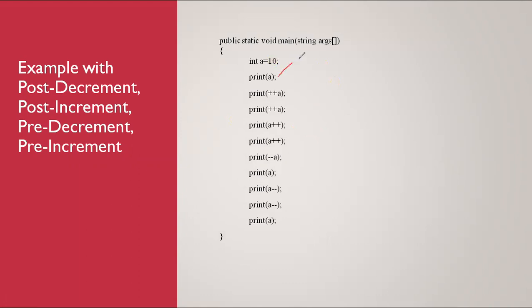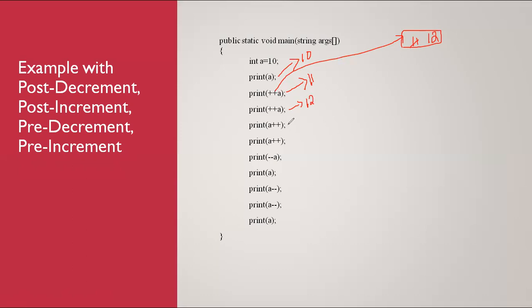Since it doesn't have anything, the output would be 10 because nowhere is the value changed. So the a value would get printed as 10. Then it is pre-increment, which means before executing this statement, the a value will get incremented and it will print 11. Okay, and a value still remains 11 after this statement, right? And then here it is pre-increment, which means the a value will get incremented first and then it will print it. So the value will be 12 for a.